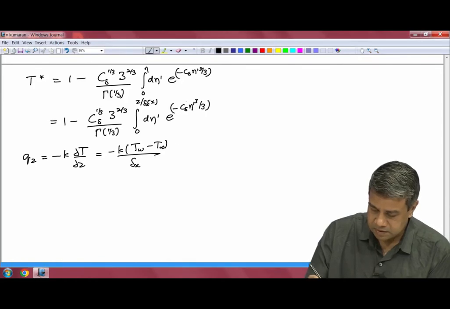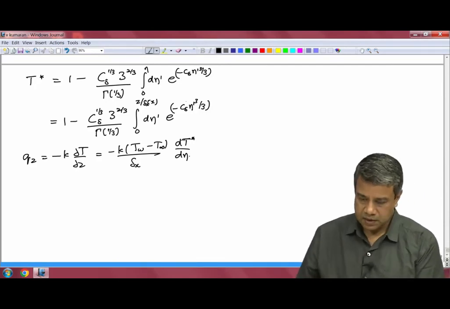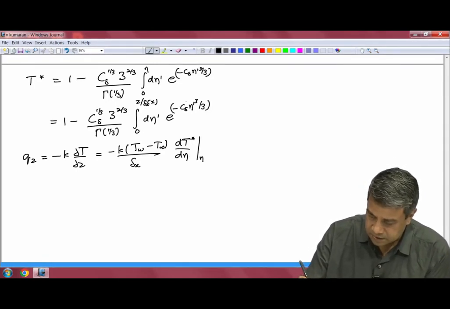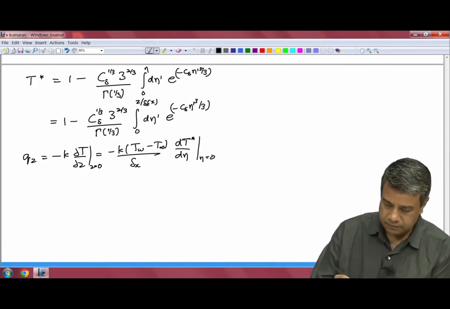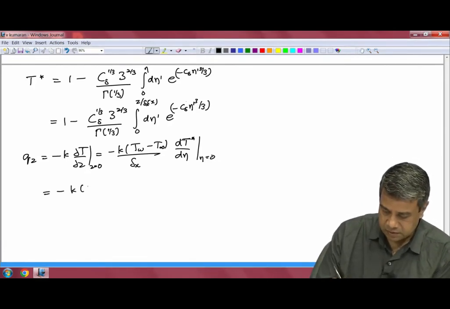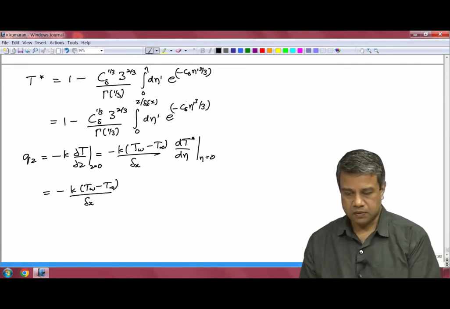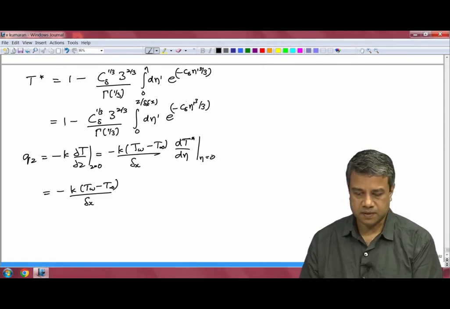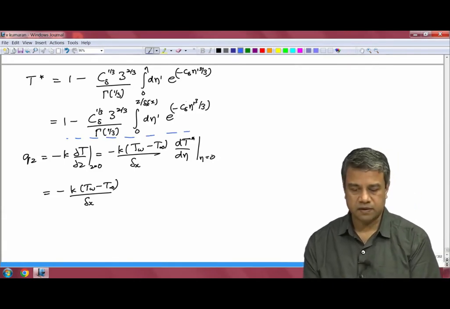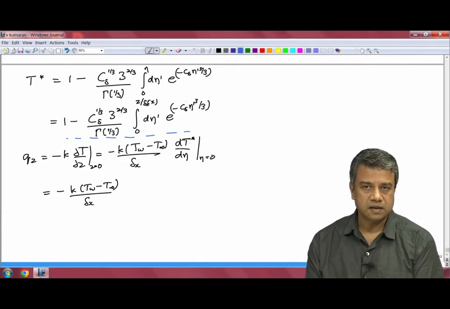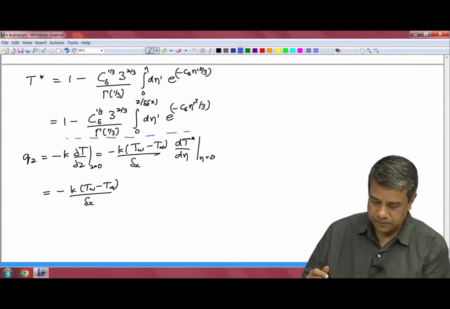By delta x, d T star by d eta. This is the surface flux at eta equal to 0, because z equal to 0 is the surface. And this is equal to minus k into Tw minus T infinity by delta x into the derivative of the temperature with respect to eta. So this is the temperature as a function of eta, and I have to take the derivative of that. The derivative of an integral is the value at the upper limit of integration.